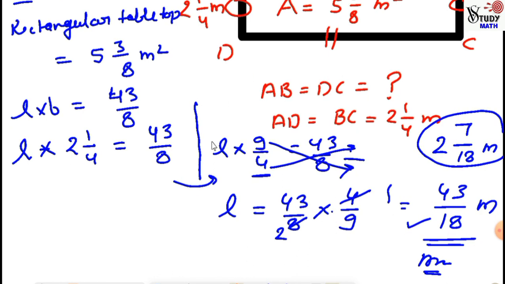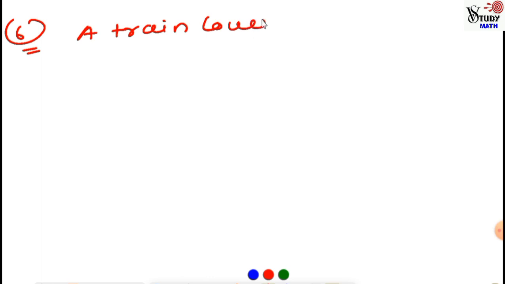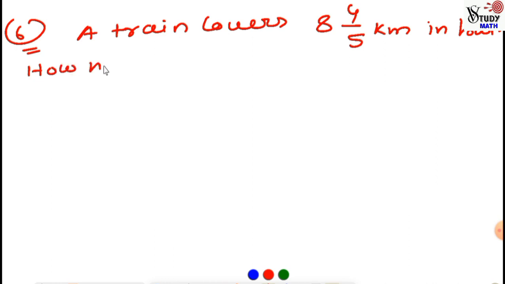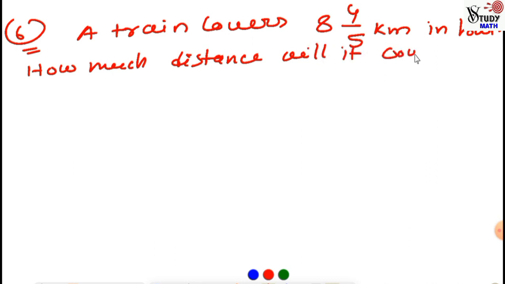Now move to question number 6. Question number 6 is a very easy question. A train covers 80 4/5 kilometer in 1 hour. So how much distance will it cover in 4 3/4 hours?